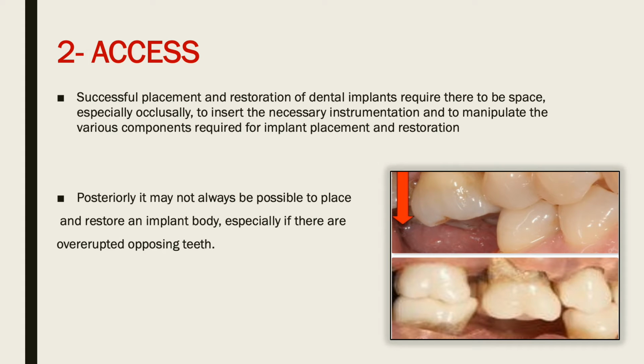ثاني شيء أقيمه هو الأكسس. Successful placement and restoration of the dental implant require there should be space, especially في المحور الأوكلوزال، على مود إنه يصير عندي مجال إنه insert the necessary implant and manipulate the various components required for implant placement and restoration. حالة إنه أنا عندي posterior teeth إذا كان عندي over erupted opposing teeth، ممكن مو كل الحالات أقدر أحط له implant بهاي الحالة.